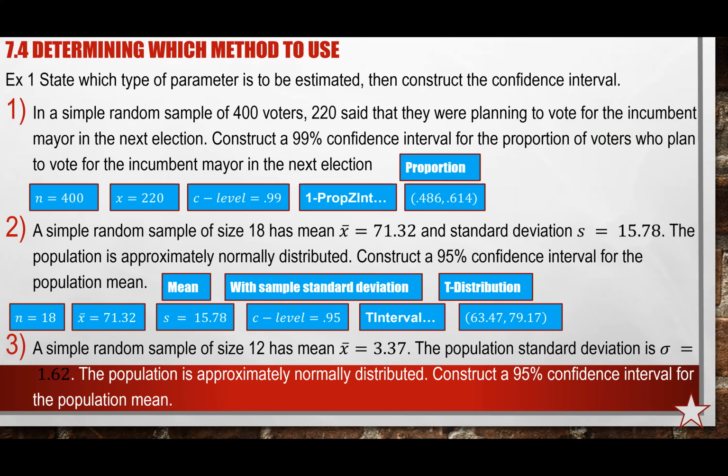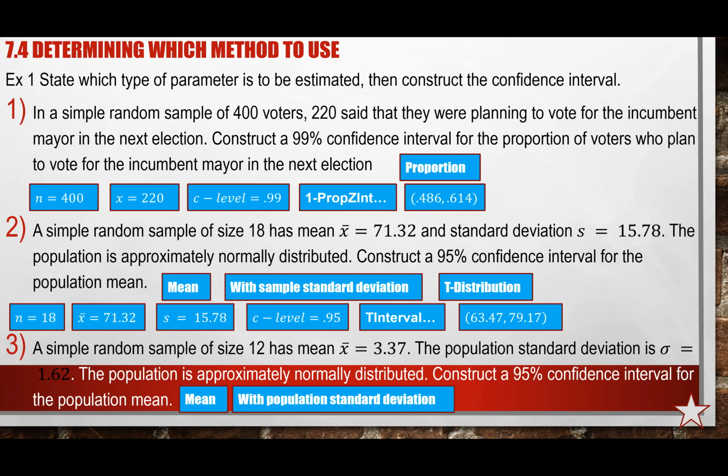And like I mentioned, if they don't spell it out, if they don't say population standard deviation, and if they don't give you the sigma, then 95% of the time, this will be a sample standard deviation.